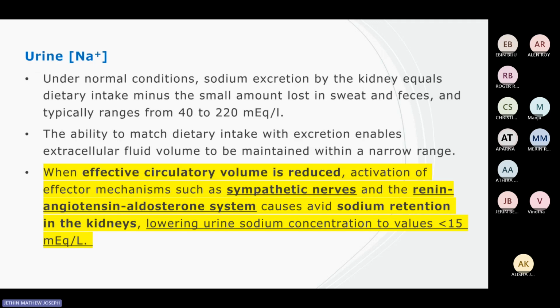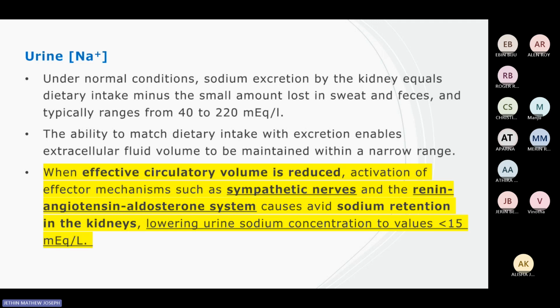So under normal conditions, sodium excretion by the kidney equals dietary intake minus the small amount which is lost in sweat and feces. So this ability to match the dietary intake with excretion enables the ECF volume to be maintained within a narrow range. So what happens when there is hypovolemia?